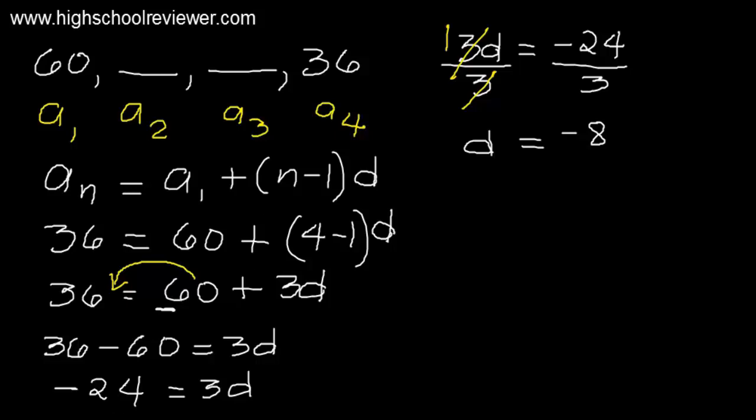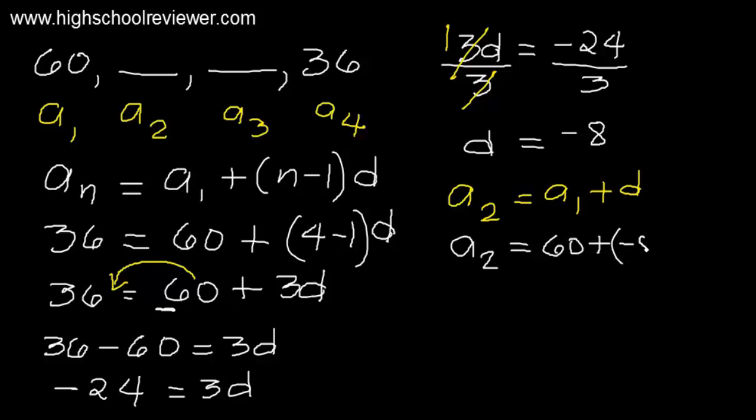So to find A sub 2 now, it will be the sum of A sub 1 and D. So this will be A sub 1 plus D. A sub 2 here will be equal to the value of A sub 1, positive 60, plus our D, which is negative 8. So 60 plus negative 8 is positive 52. So our A sub 2 is positive 52.